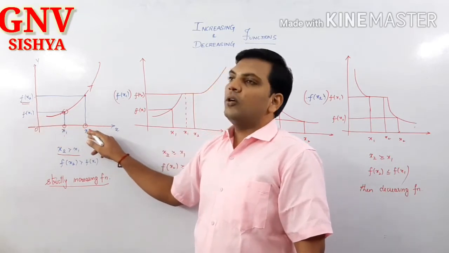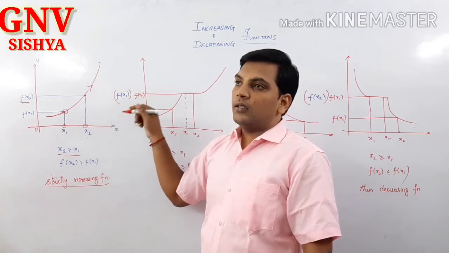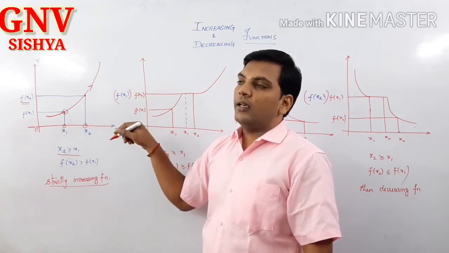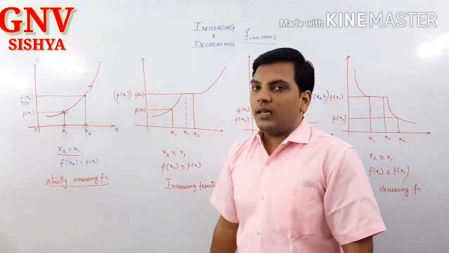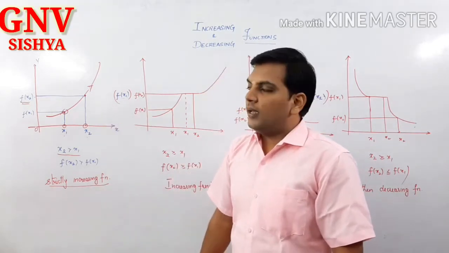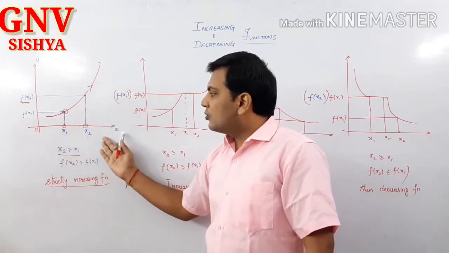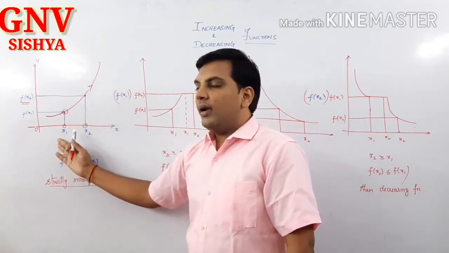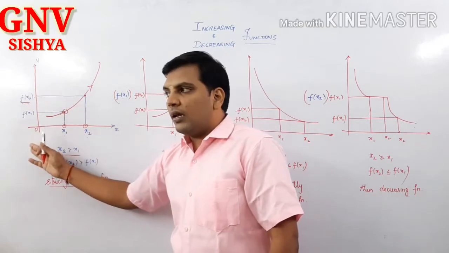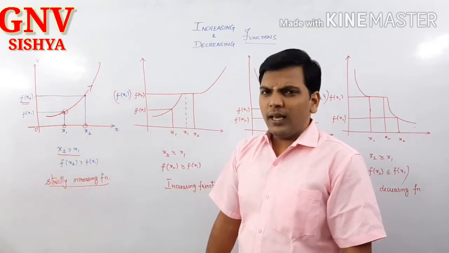If I am going to substitute any x value in my function, if the first substituted x value is greater than the second substituted x value, and the answer is also similarly greater, then definitely I can say the function is increasing. See, x2 greater than x1, and it also gives f of x2 greater than f of x1, then it is said to be what? Strictly increasing. Can you understand?